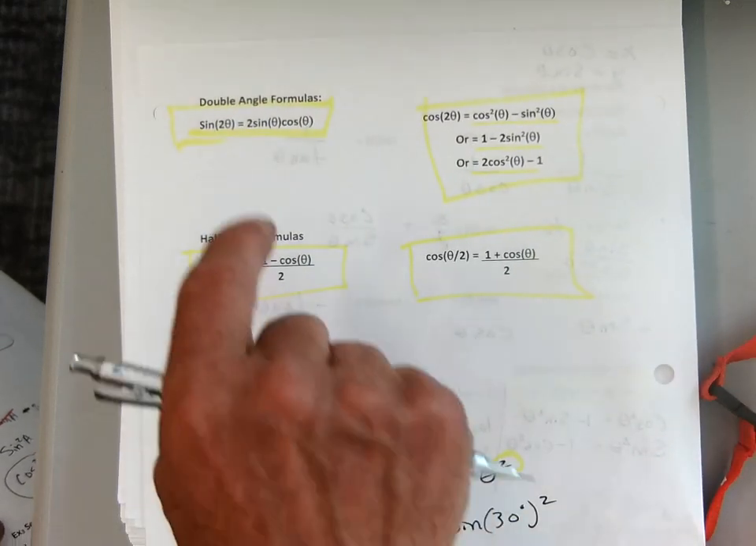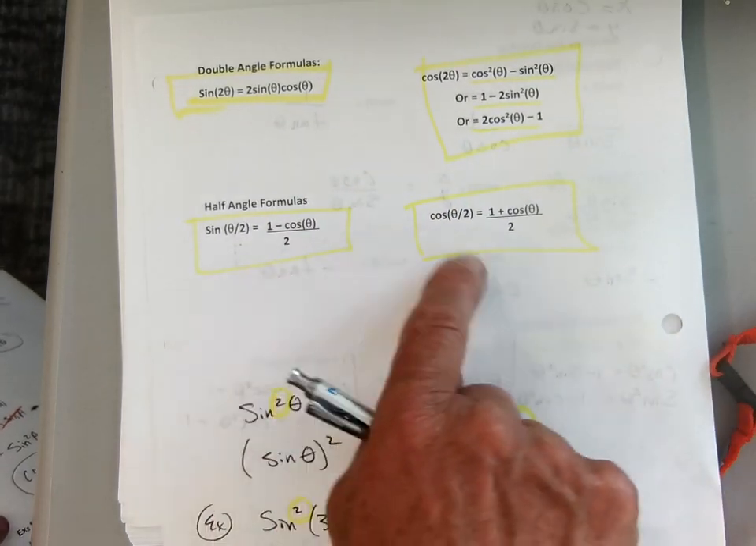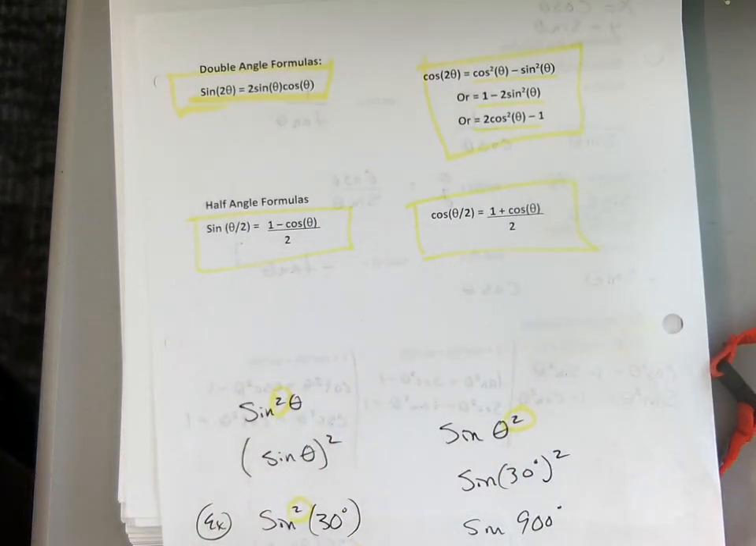And then we have some angle formulas that we'll use more in calculus, the double angle formula and half angle formulas. We'll use these more in calculus.